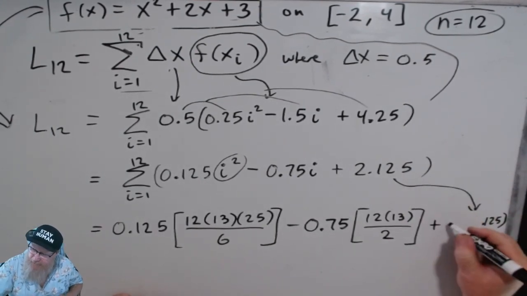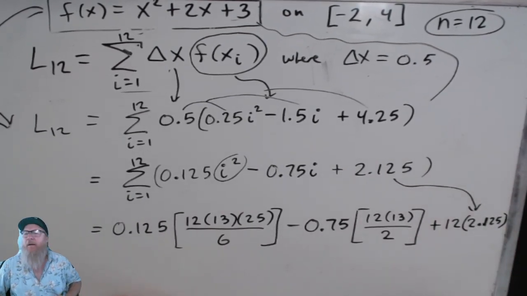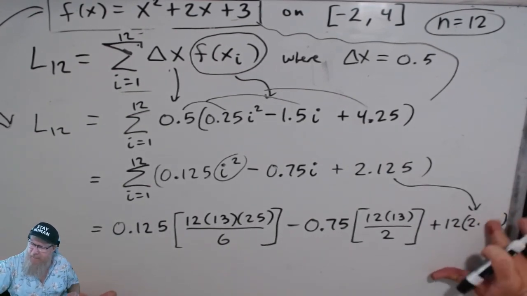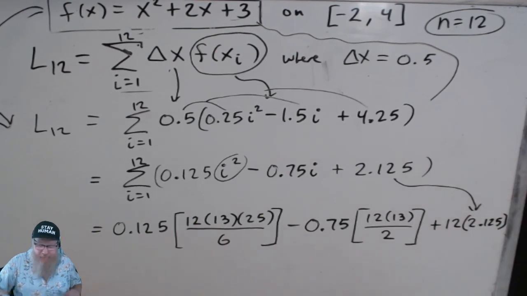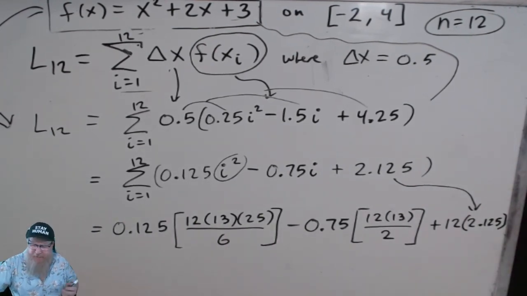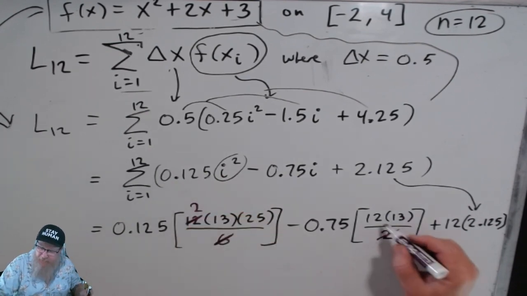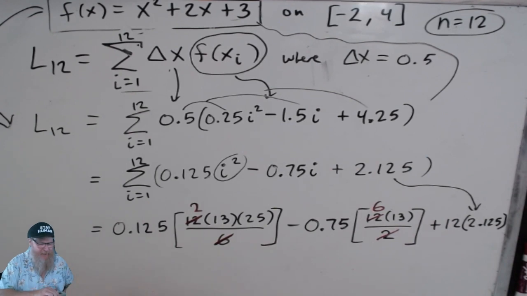Let me try to make that look a little nicer. I don't know if that helps, but we're going to put it in my calculator anyway. All right. Clean it up just a little bit. So 6 goes into 12 2 times. 2 goes into 12 6 times. And then here comes the calculator.